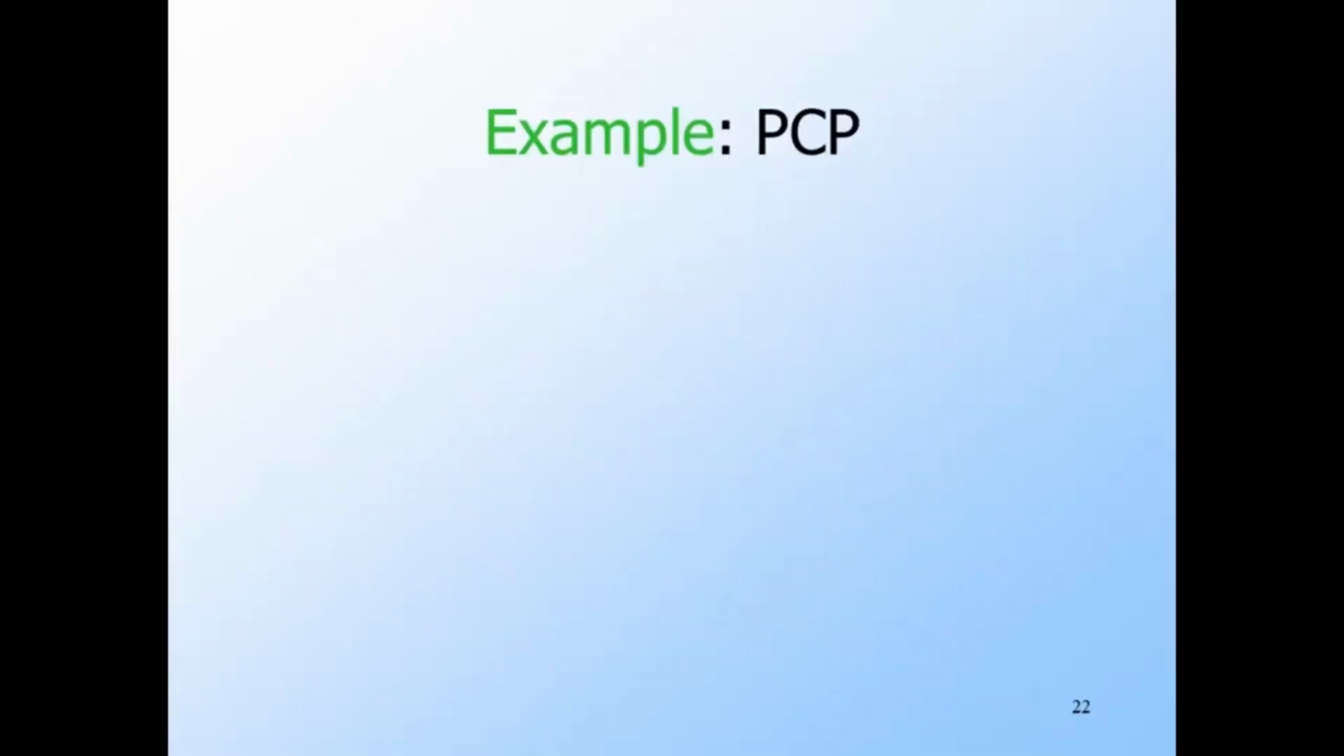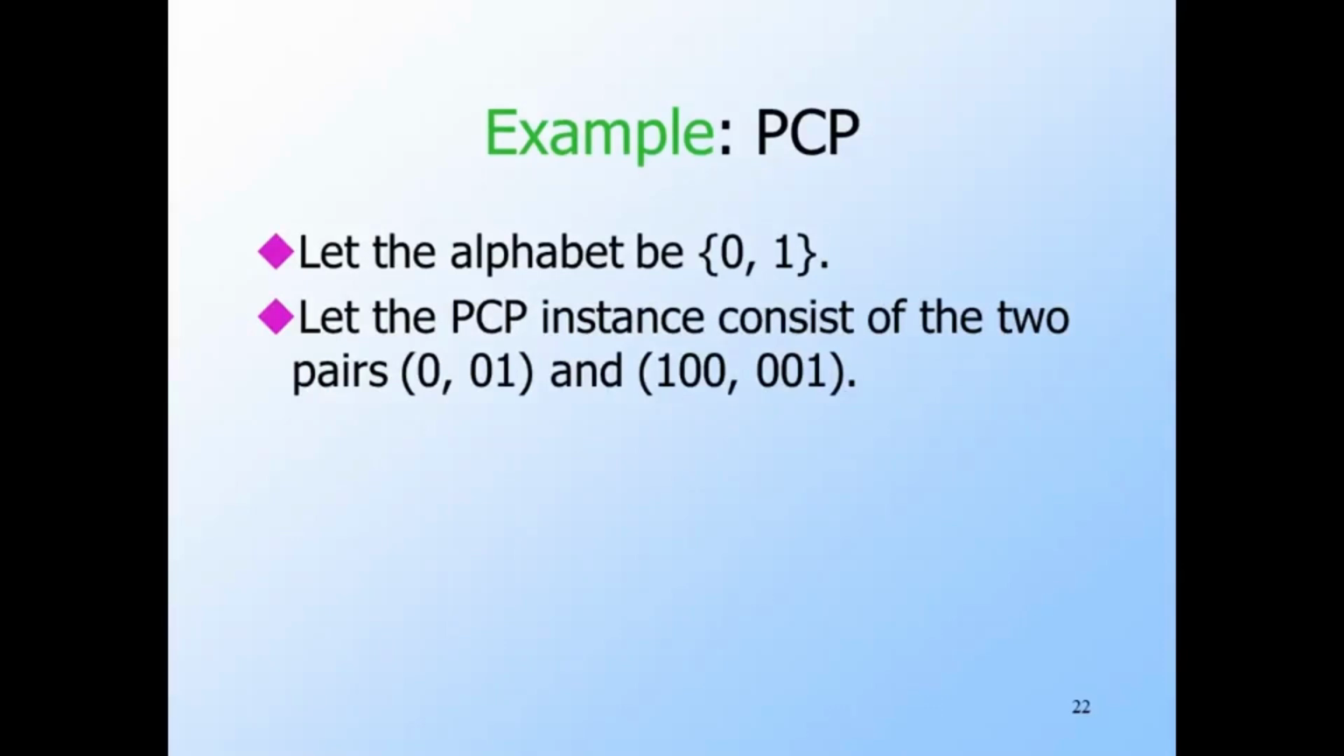Here's a simple example instance of PCP. The alphabet will be 0 and 1. And there are two pairs. The first pair is 0 and 0, 1. The second pair is 1, 0, 0 and 0, 0, 1. Every time a list of integers has 1, it refers to this pair, and every time it has a 2, it refers to that pair.